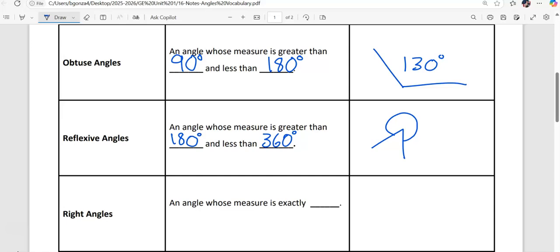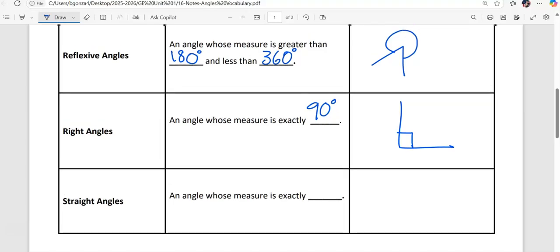All right, right angles, exactly 90 degrees. Y'all should know that, right? So draw yourself a nice right angle. That's horrible. Let's try that again. This is slightly less horrible. 90-degree angle. Stuff you already know, right? Hopefully. Straight angle, like it sounds, is a straight line, 180 degrees exactly, okay?